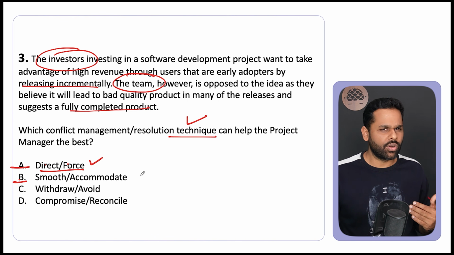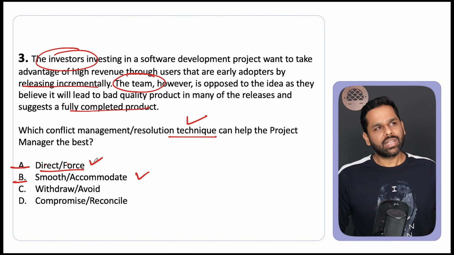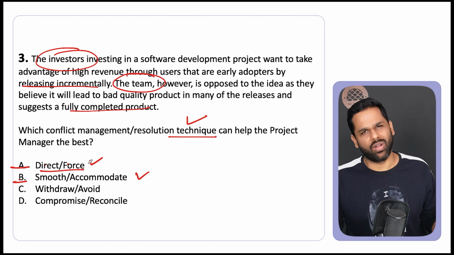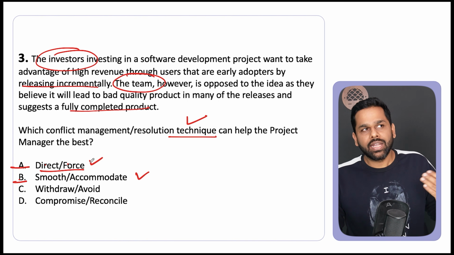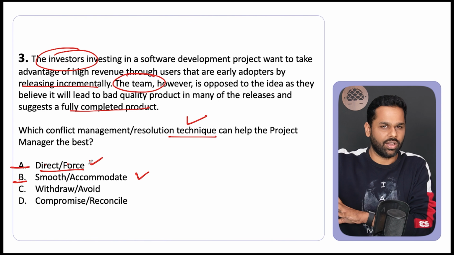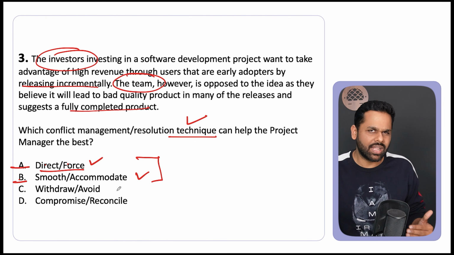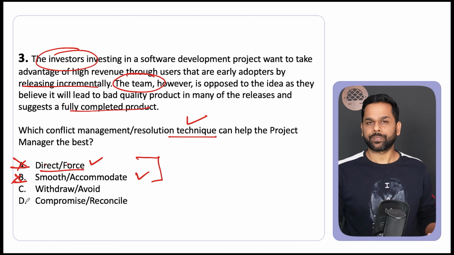So both the options, if you look at it, one option says that I'll force my opinion. The other option is saying I'll give up on my opinion. Either way, it is wrong. And either way, it should be done only for the benefit of the project. Nothing is saying here that these techniques would benefit the project, and hence we could eliminate that.